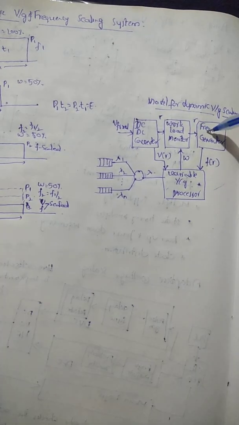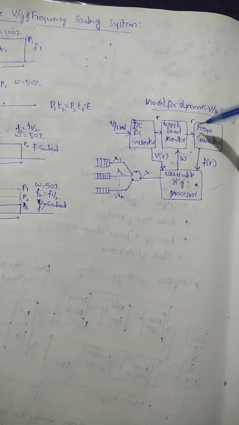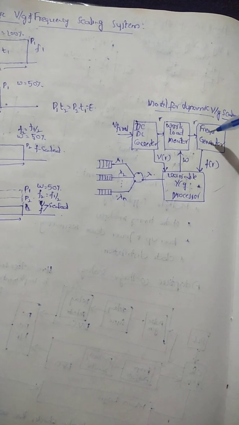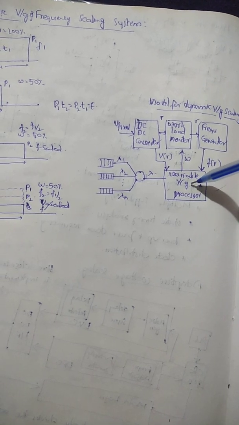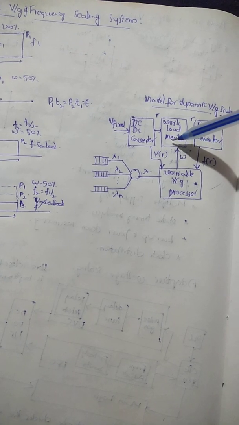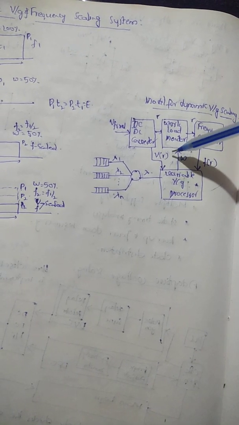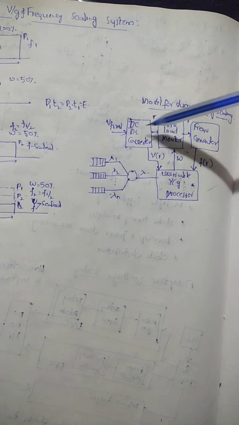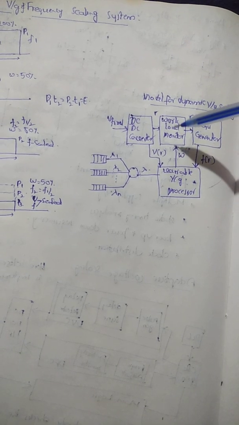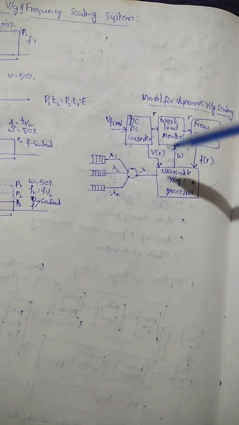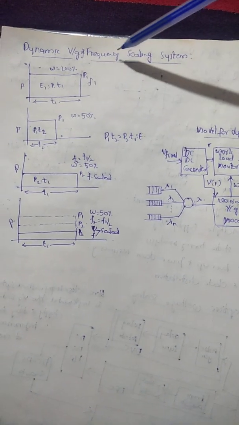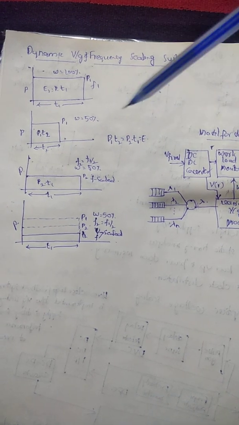It will also send the signal to the frequency generator, and it will send the required frequency for the operation. So the prediction of voltage and frequency is done in this case. At runtime itself the voltage as well as frequency are predicted and supplied, which reduces the power dissipation in the dynamic voltage and frequency scaling system. Thank you.